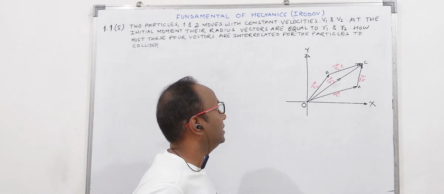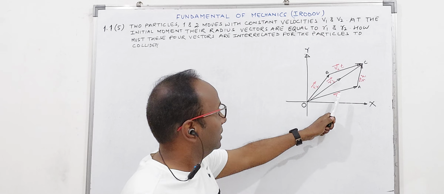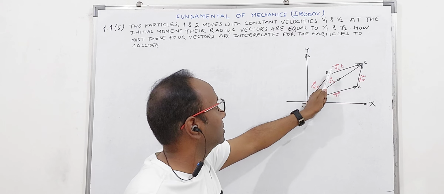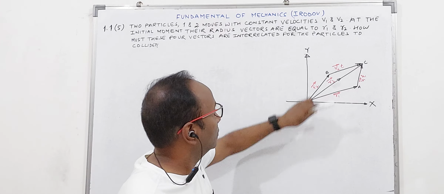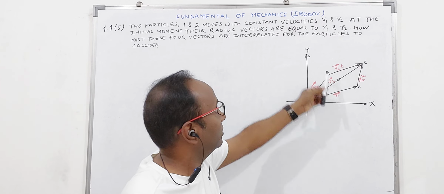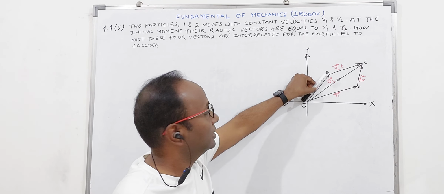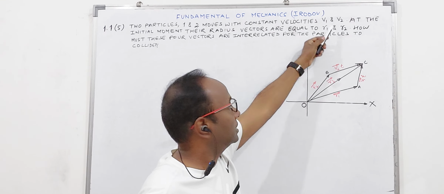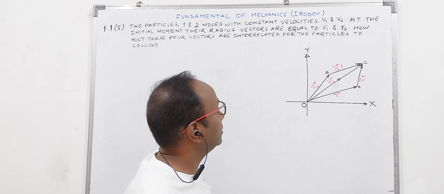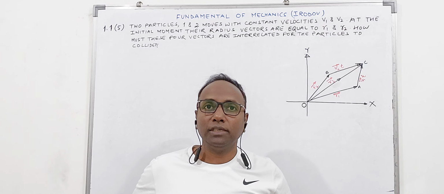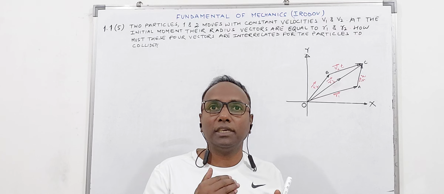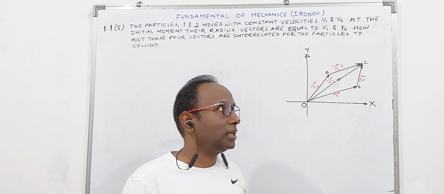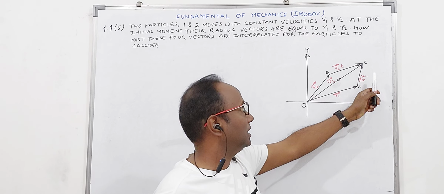So basically, if we assume that particle 1 was at A initially and particle 2 was at B initially, OA was its position vector, that is r1 given in the question, and OB is its position vector r2 which is given in the question. For these two particles to collide, what is important? That they should meet after a certain time, at the same time, at some point. So let us assume that they meet at C in time t.